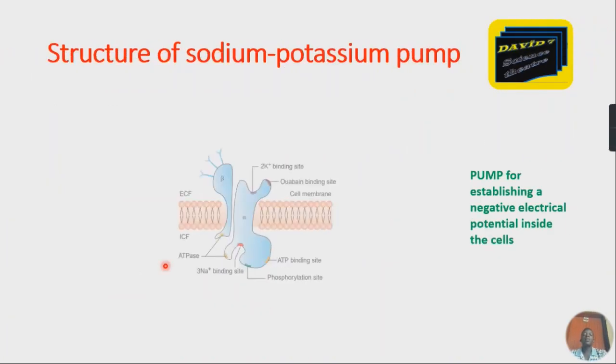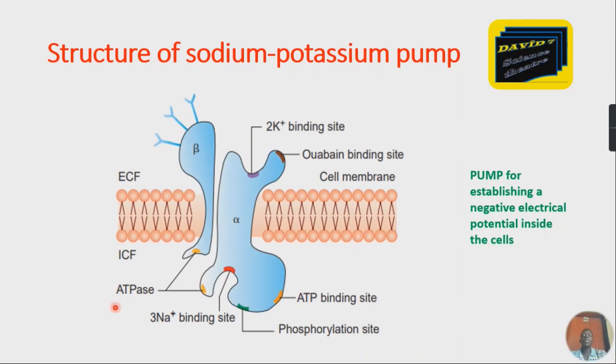Okay, and the structure of the sodium pump is here. As you can see, this is a protein. It is a transmembrane protein, okay? And it has two units. But the most important unit I will talk about is the alpha unit, okay? So the alpha unit is very important for the pump. It also has the beta unit. This is extracellular fluid, intracellular fluid, this is a membrane.